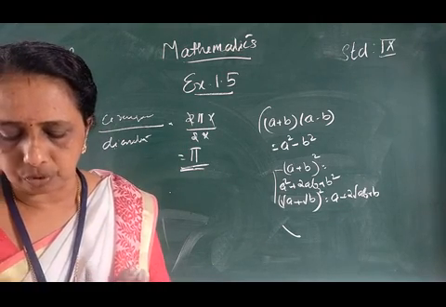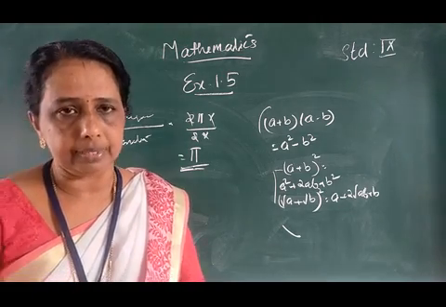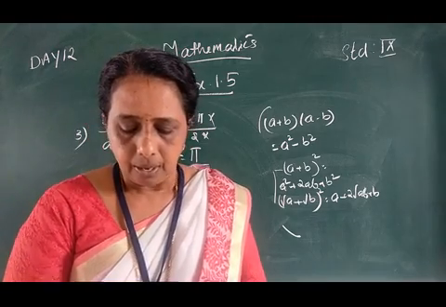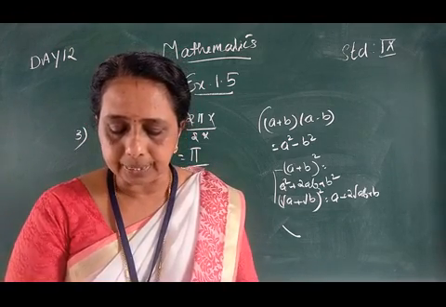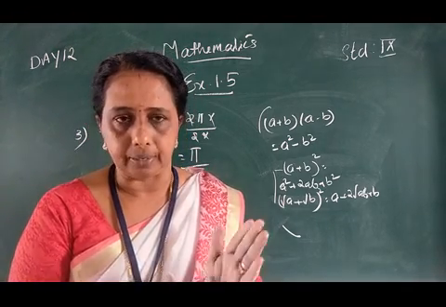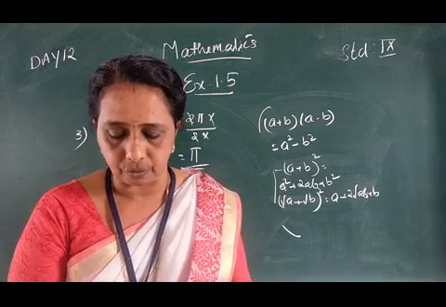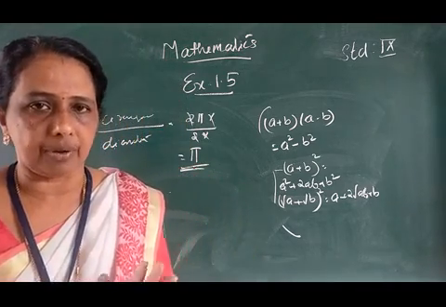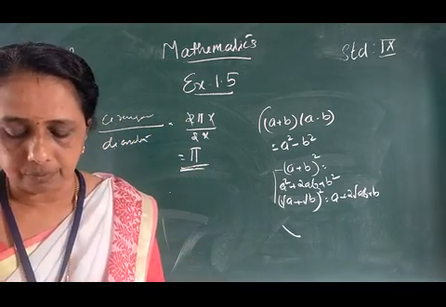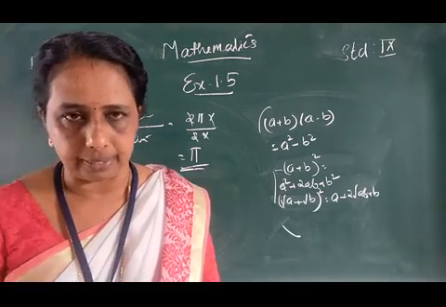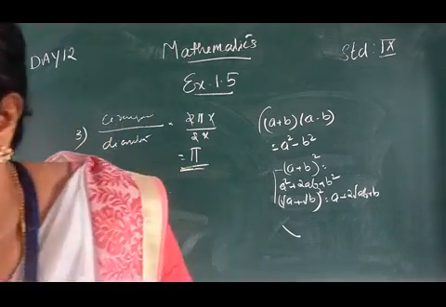Next, represent the root of 9.3 on the number line, which we will study afterwards. Last, fifth question: rationalize the denominator of the following. We already solved 3 workout questions. Here 1, 2, 3, 4 problems are there.